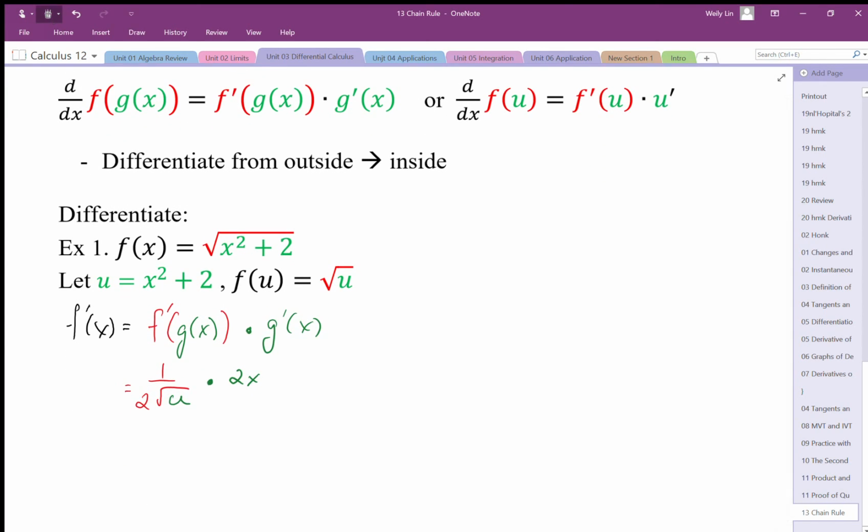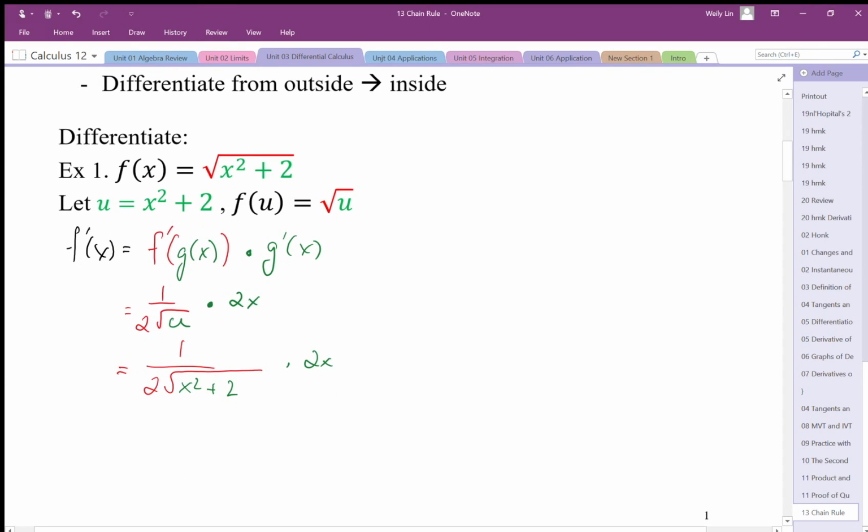If I want to see all the pieces in here, and again, eventually we're going to do this without the u, but for now we're just going to use the u just so that we can see what's going on. My u function is x squared plus 2 and then times 2x. So again, this is what the formula looks like. I differentiate outside, so I differentiate the square root, leaving the inside untouched, just like here. And then I add on a chain, the derivative of the inside function.